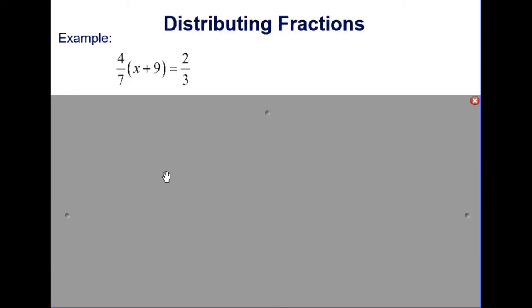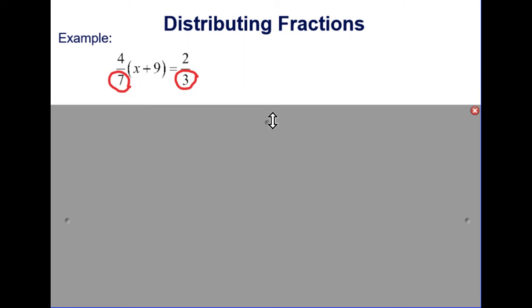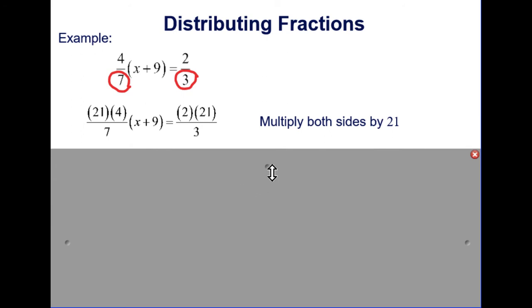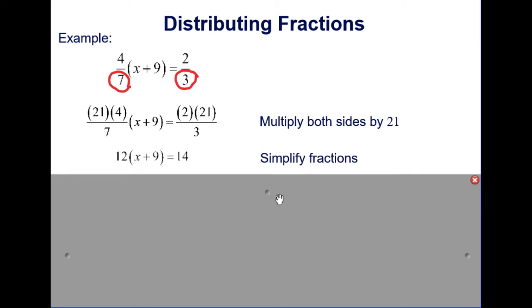Here's a different example of an equation with actually two fractions. We have 4/7 times the quantity x plus 9 equals 2/3. So instead of distributing the 4/7, let's look at our denominators. We have a 7 and a 3. So the least common denominator is going to be 21, so we're going to multiply both sides of the equation by 21. If we then simplify our fractions and reduce, it will leave us with 12 times the quantity x plus 9 equals 14.